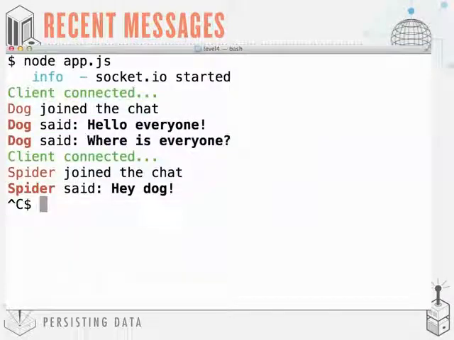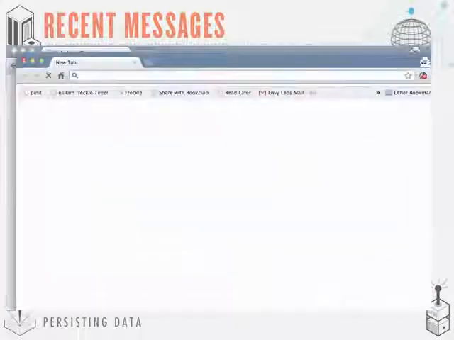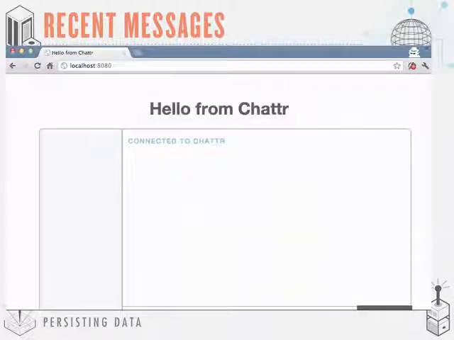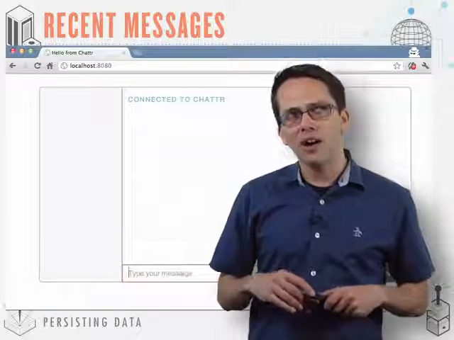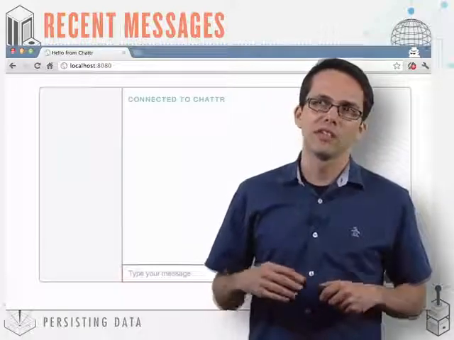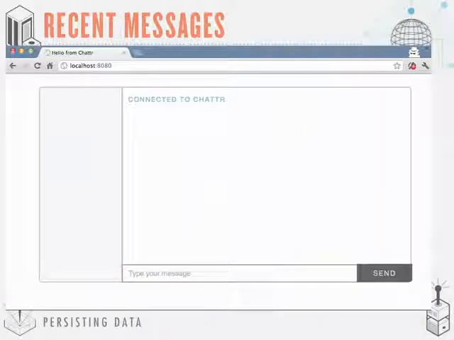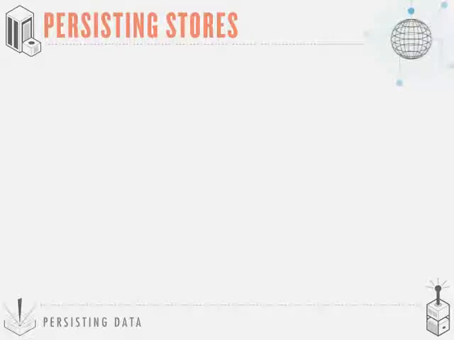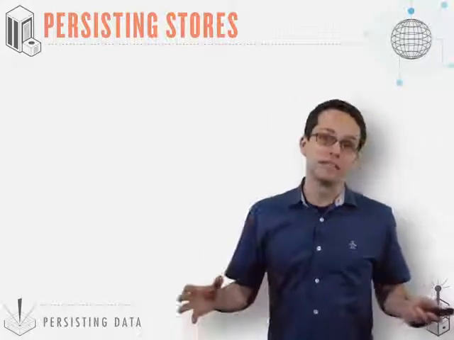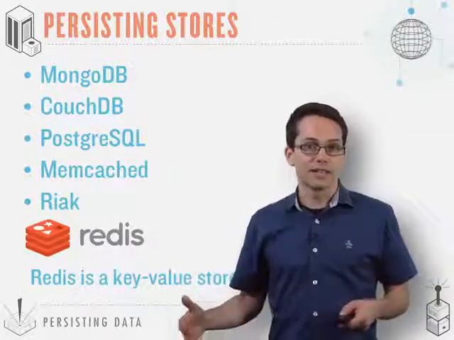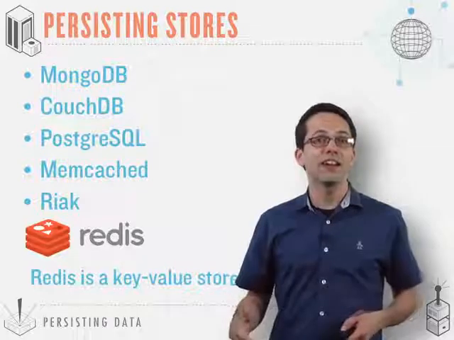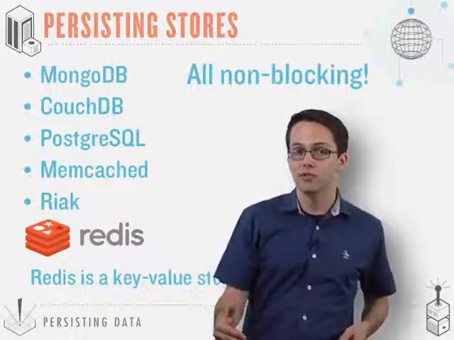Now let's exit our server and restart it and go back into our browser. As you can see, now that we've restarted our server, our messages array got blanked out and our messages aren't there anymore. So we need to think about how we could persist those messages even if our server restarts. One way to solve this problem is to use a database of some sort. Luckily, Node works great with all sorts of databases, from Mongo to Couch to Postgres, Memcache, Riak, Redis. They all play well with Node, and they all have non-blocking drivers.